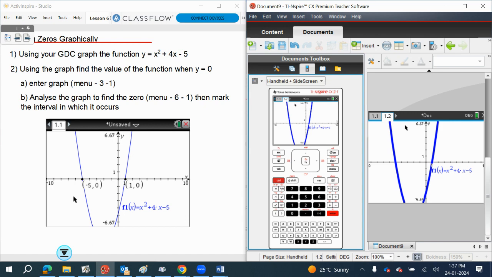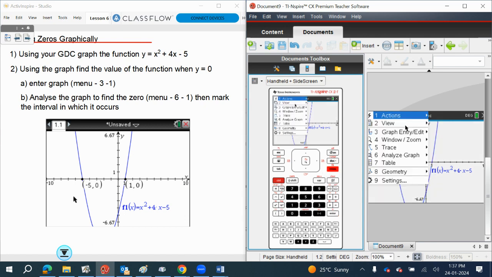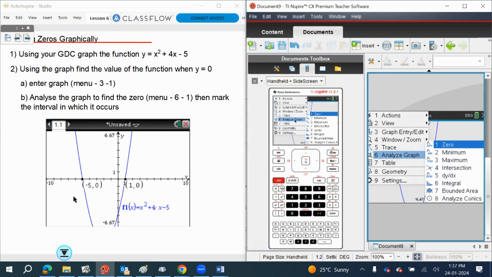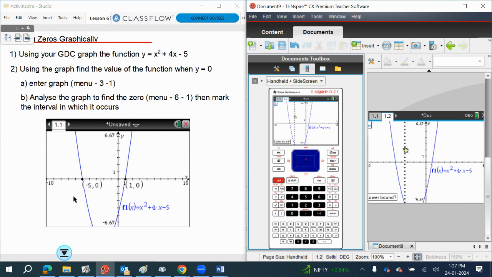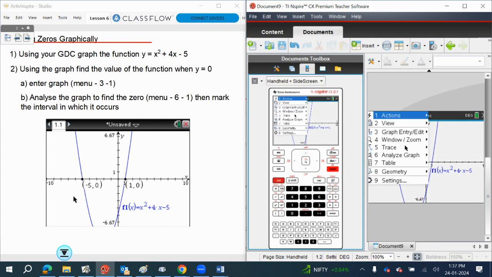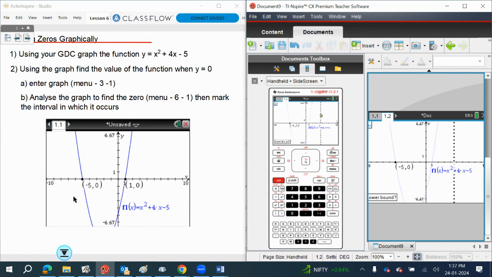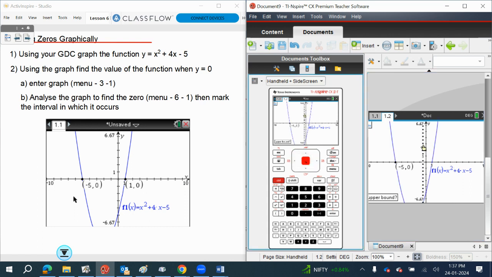Again, most of the things for finding things on a graph come under Menu, Analyze Graph, and here it is at the top, zeros. We were using minimum maximum last lesson. Today we'll use zeros. It's the same routine. We scroll across to the left lower bound. This means the x value has to be lower than where the zero occurs. And then we click, and then we scroll across, and we click again. We repeat that process for the other one, and we get both zeros.